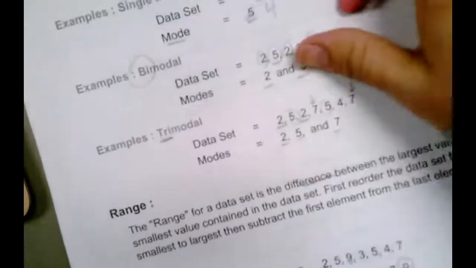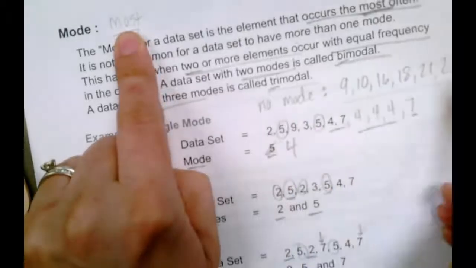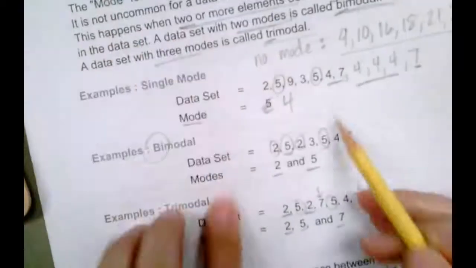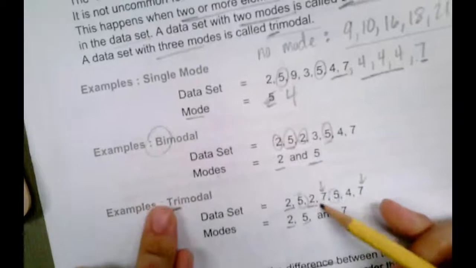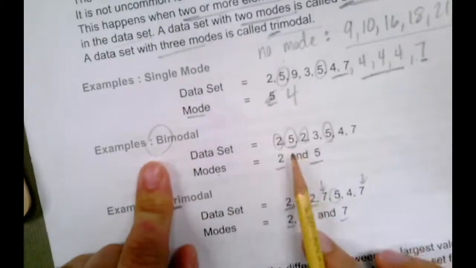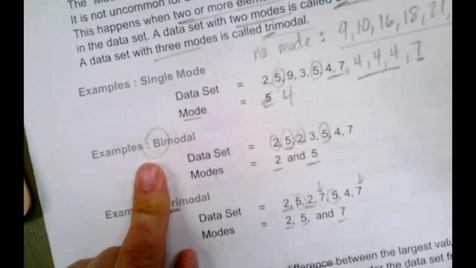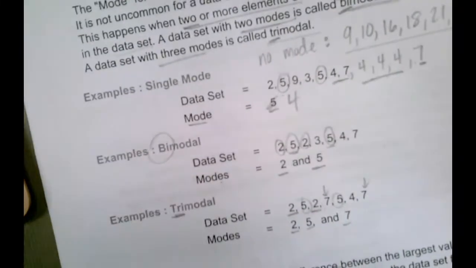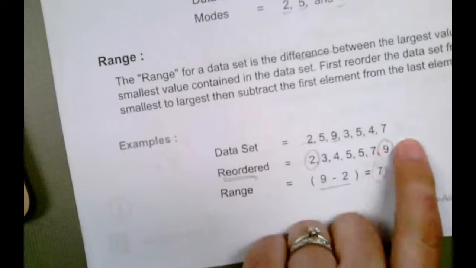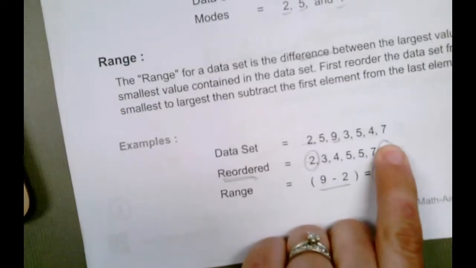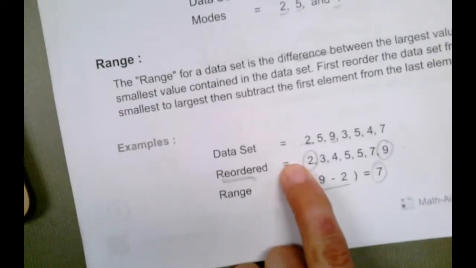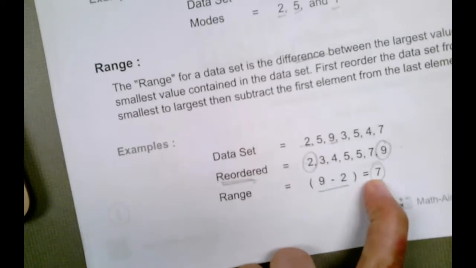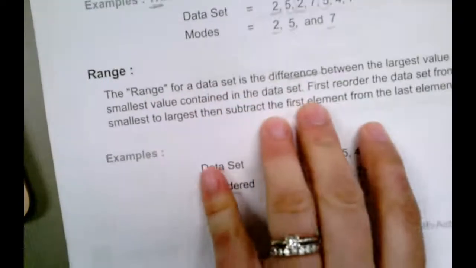The mode is the one that shows up the most. There could be no mode if they all show up once. And there could be more than one mode if several of them show up the same amount of times, the most. Okay. And then our range is the highest value in our set minus the lowest value in our set. And that answer is the range.